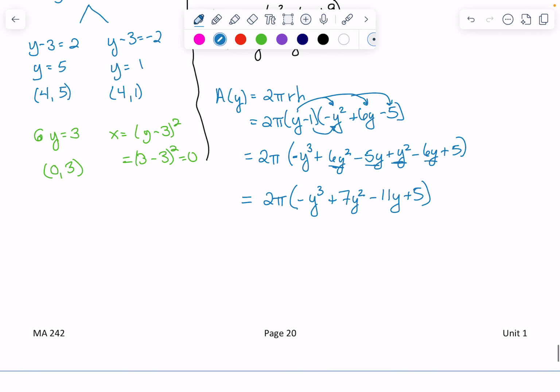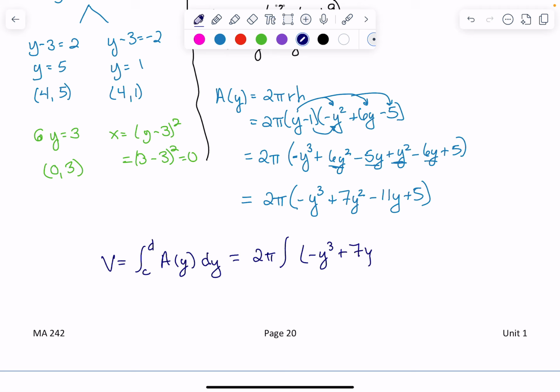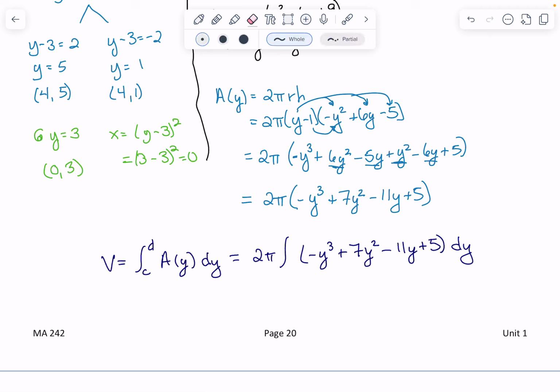All right, so I'm going to take that and go ahead and do my volume. I'm just going to write it out. So my volume is equal to the integral from c to d again of A of y dy. I'm going to put it down here so I can see things. So I have 2 pi, I bring it out front, times the integral of my negative y cubed plus 7y squared minus 11y plus 5 with a dy on the end. Now take a look real quick. My limits of integration need to be in terms of y, because I have a dy and all my terms are y. My limits of integration better equal y values.